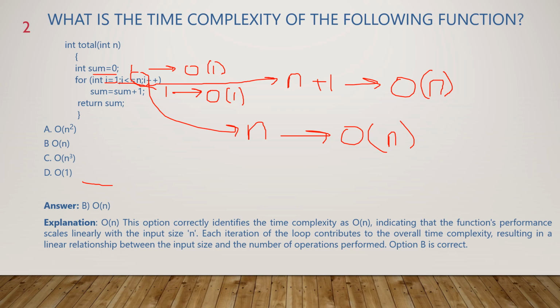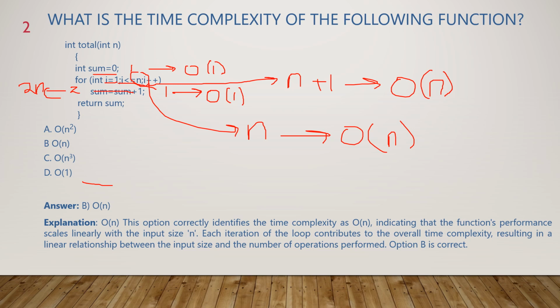The other one, sum = sum + 1. This operates 2 units, because the equal sign is 1 and the plus is 1. This is 2 times, but this summation basically depends on this i++. This i++ runs n times. Because of this it will be 2n times.